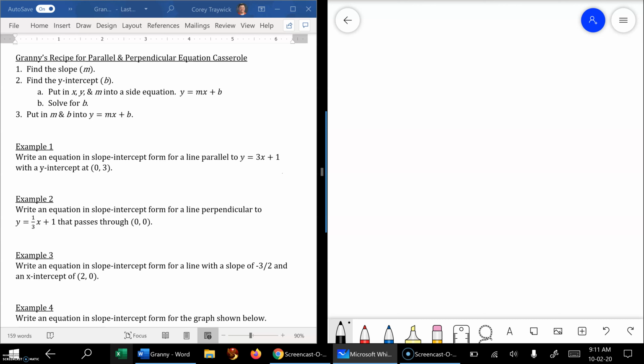We're teaching you how to write linear equations for parallel and perpendicular lines. And I made a nice little recipe over here to help us out. Alright, let's look at our first example because I ain't got very long, baby.